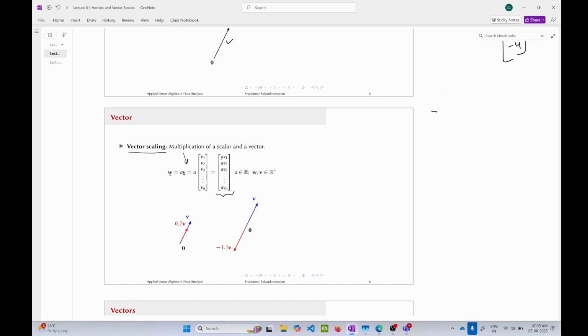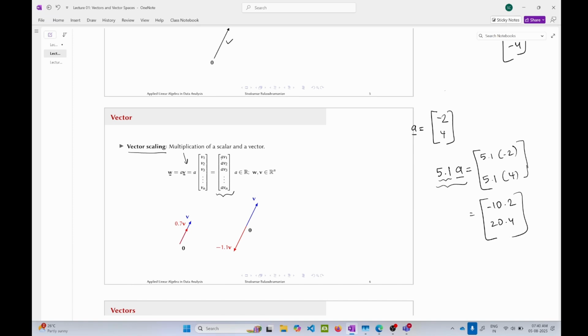Where if you take a vector from R2, let's say you take -2, 4. So I call this the A vector. If I say I want to scale this by 5.1, then I simply say I'm doing this operation. And when you say you're scaling a vector, all you're doing is multiplying each of the elements of A by this scalar. So this will be 5.1 multiplied by -2, 5.1 multiplied by 4. So that will simply be -10.2, 20.4.